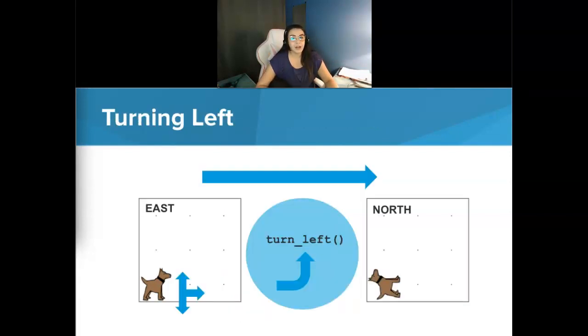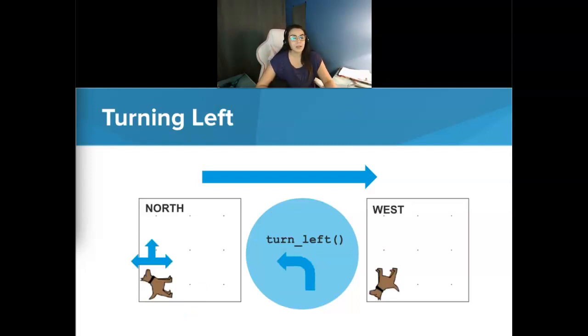When we give Karel a turn left command, Karel turns 90 degrees and faces a different direction. For example, if Karel is facing east and we give Karel a turn left command, Karel will turn 90 degrees left, which makes Karel face north. If Karel is facing north and we use the turn left command, which direction will Karel end up facing? Well, Karel will turn 90 degrees to the left and Karel will be facing west.